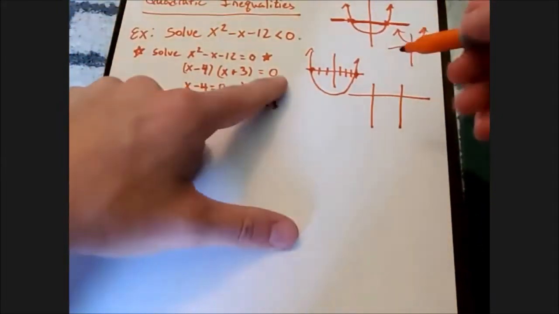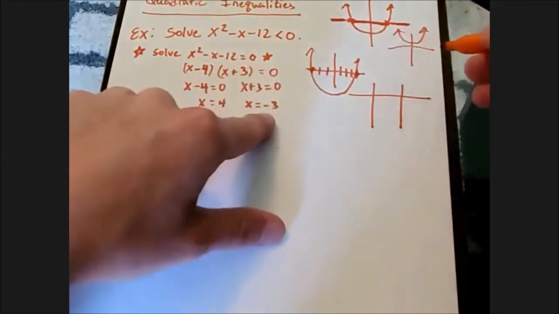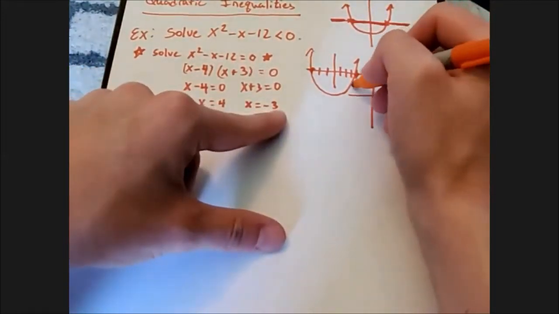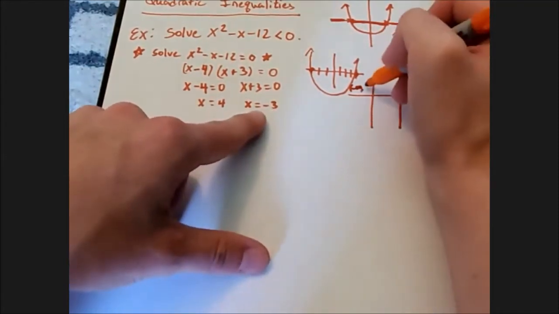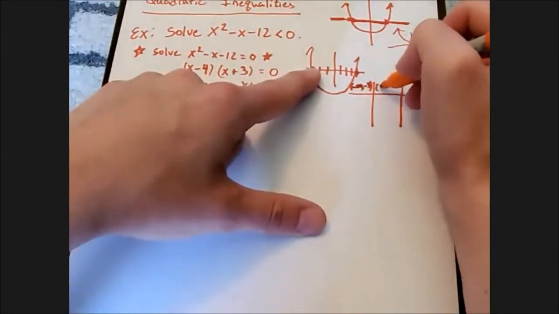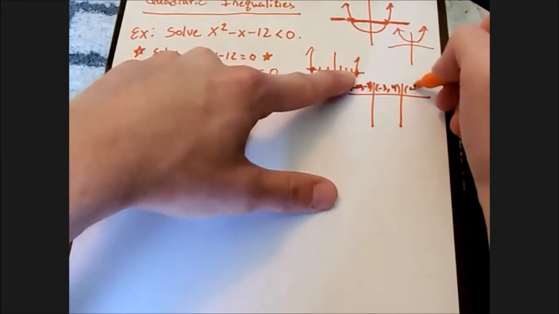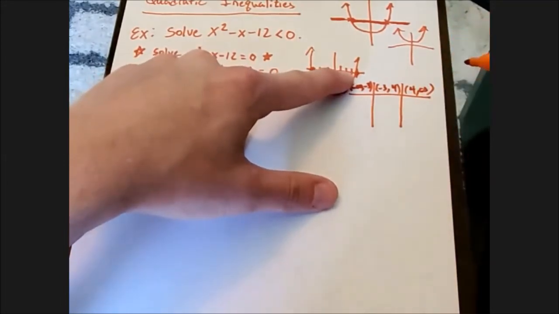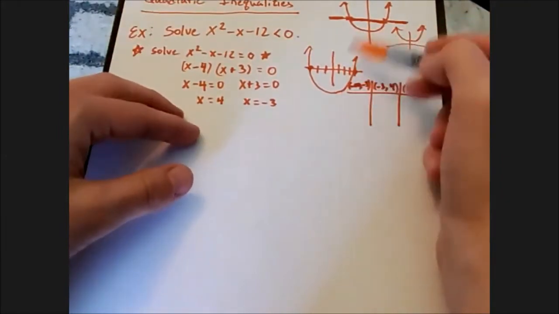What you want to do is divide up the real number line, negative infinity to positive infinity, at these numbers here. So the first subset would be from negative infinity up to -3. Then you go from -3 up to 4, and then the third interval is 4 to infinity. Those are all the three intervals where your parabola could either be above or below the x-axis.